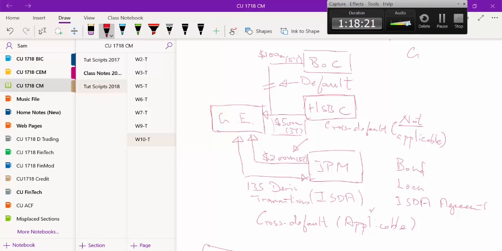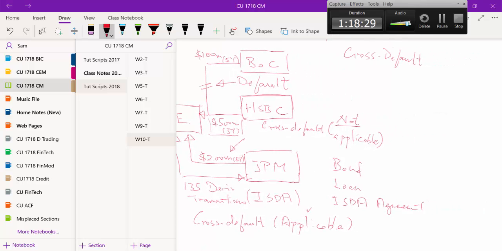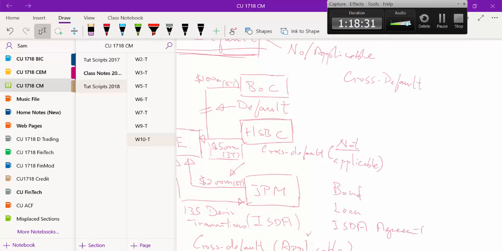Now, cross default, first of all, is an option. I shouldn't say option. It is a contract clause which has a binary. It's either yes or no. It's either applicable or not applicable. Applicable means yes, not applicable means no. Now, that's the first thing.